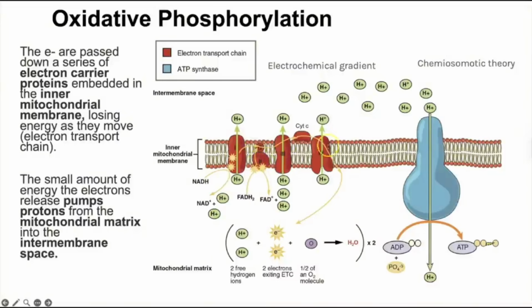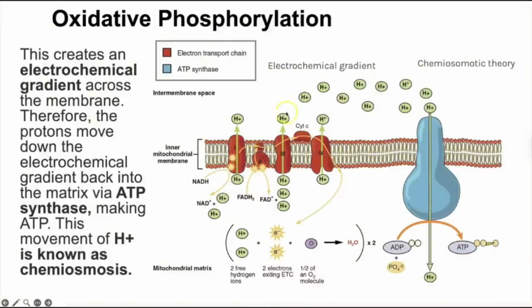As they move from protein to protein, they release a small amount of energy, which is used to pump the protons from the mitochondrial matrix into the intermembrane space, which is the gap between the inner membrane of the mitochondria and the outer membrane. That then creates an electrochemical gradient, meaning lots of this ion, the hydrogen ion, on one side. And as a result, the hydrogen ion can move down its concentration gradient through the enzyme ATP synthase.